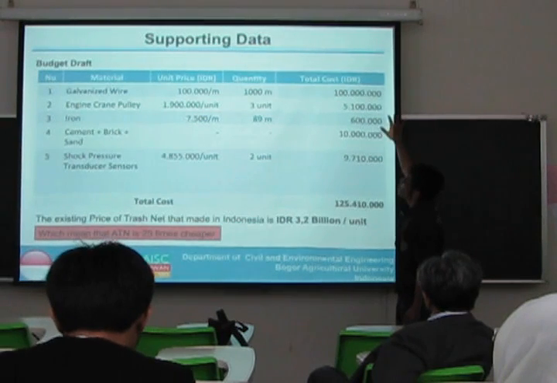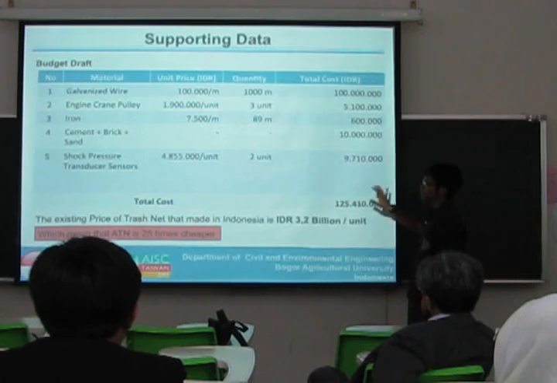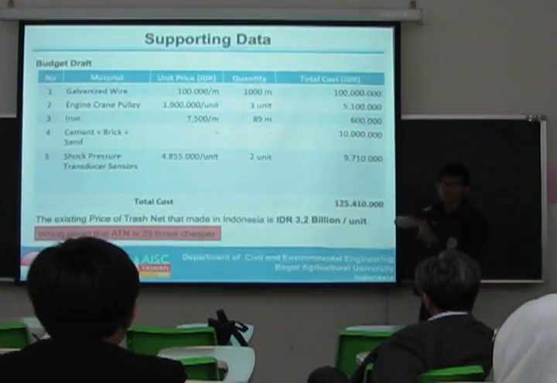And this is the budget that we already calculated for making one transnet system, which means that it is 25 times cheaper than the existing automatic transnet system.